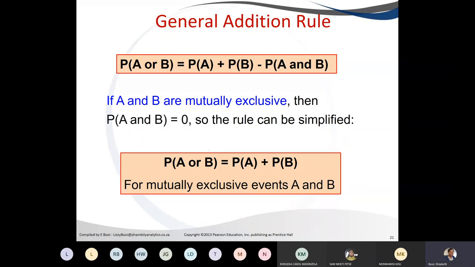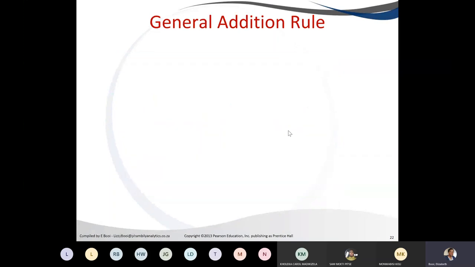If and only if they tell you that A and B are mutually exclusive, then you apply this formula. If they don't, that is the probability formula that you're going to use to calculate the probability of A or B. So how do we then calculate it?